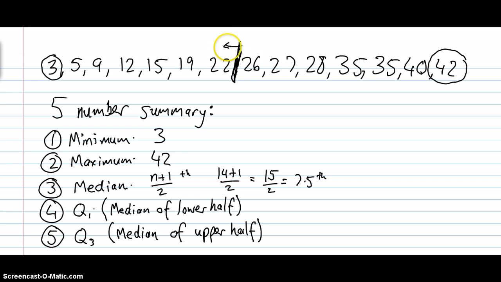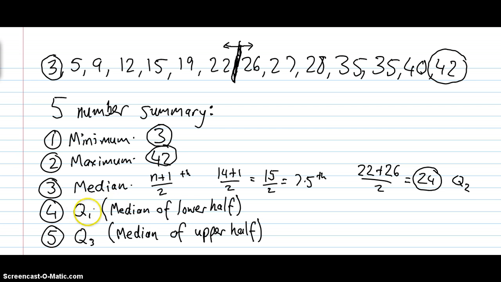Below that split will be the lower half of the data, and above that split will be the upper half of the data. If the median had fallen on top of a number, then that number would be crossed out and it wouldn't be in the upper or the lower half, but we've got a nice split in between two values. To find the median, we have to average these two numbers, 22 and 26. It's been done here. 22 plus 26 divided by 2 equals 24. So 24 is the median of the whole data set, which is also known as Q2.